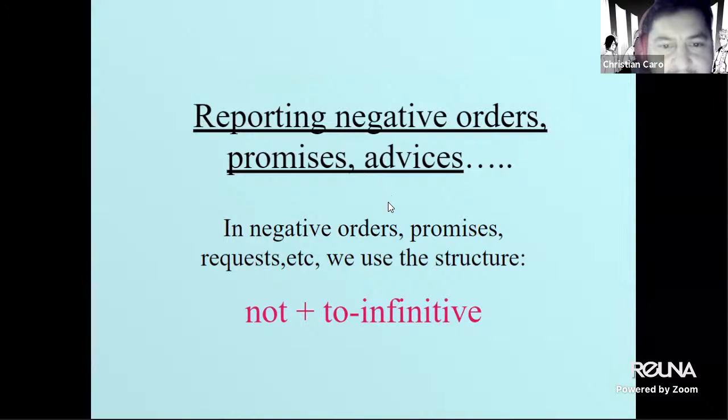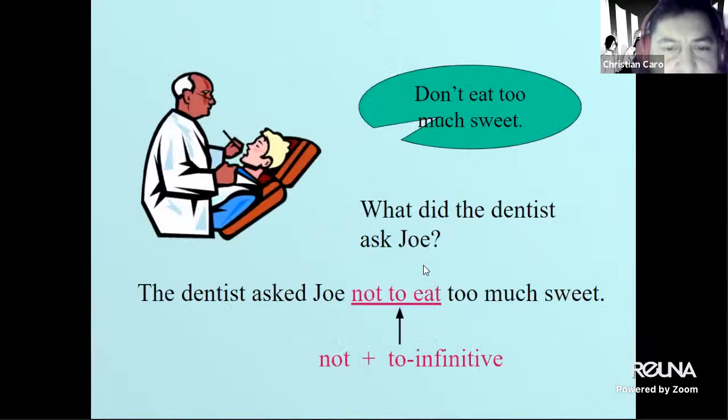Reporting negative orders in this case. Promises, advice. Not plus to infinitive. Negative orders, promises, requests, etc. For example, the dentist says, don't eat too much sweet. And then we report: the dentist asked Joe, or maybe advised Joe also, not to eat too much sweet. Not plus to infinitive. Okay.